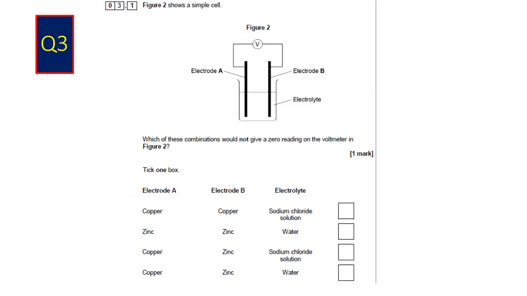So we have got some electrolysis being shown here. We've got a simple cell, we've got 2 electrodes in the electrolyte. Which combination would not give a 0 reading on the voltmeter? So we're looking to get a potential difference, so we need to have 2 different metals. That rules out the first 2 options, and we need the charge to be carried across the solution, so we need to have sodium chloride.